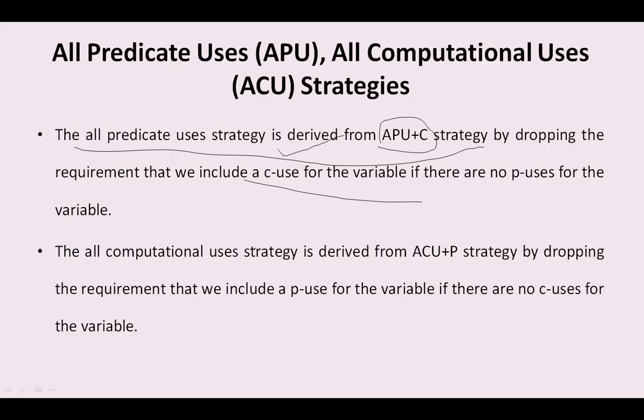In the previous case, APU plus C, we included the computational strategy also, but here only the predicate strategy is represented. Now coming to the computational uses strategy, in the previous case we used ACU plus P, but in this case we are using only the computational uses strategy. That means only a single-use strategy is defined here: number one is the predicate, and number two is the computational strategy.